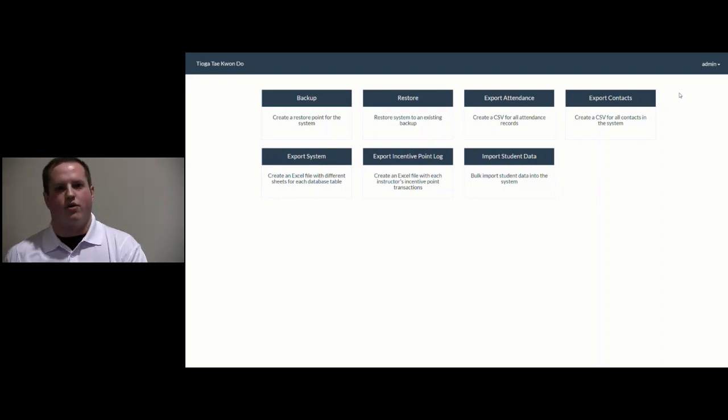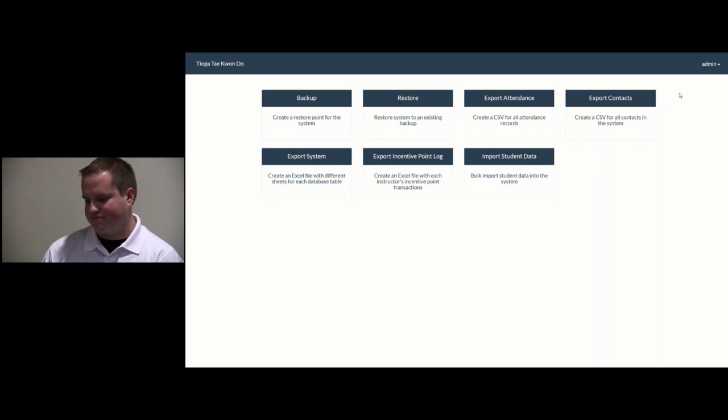The main goal for this feature was to make it easier for another dojo to take the application and use it within their own dojo, so that they could quickly get up and running with the application, so they didn't have to go around and manually input each individual student's data, which can take much more time than it needs to.